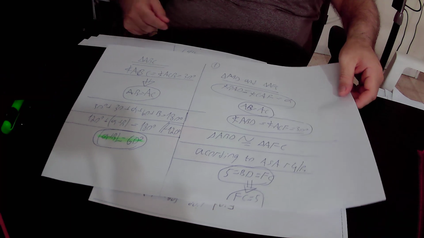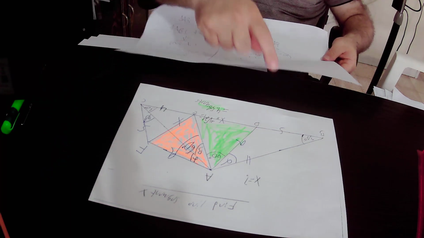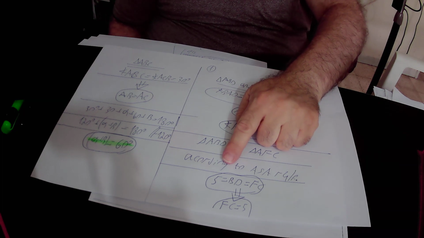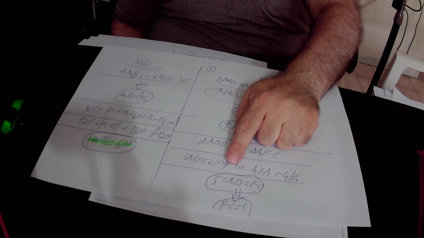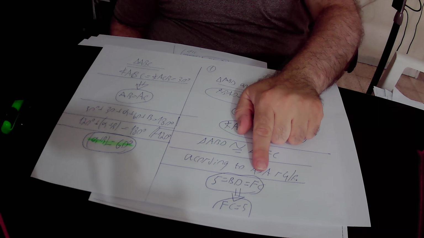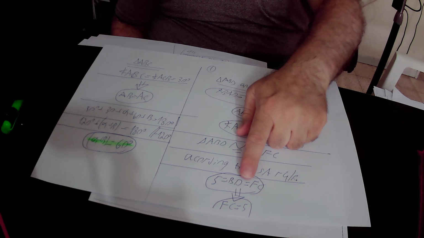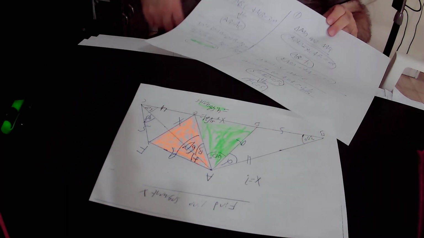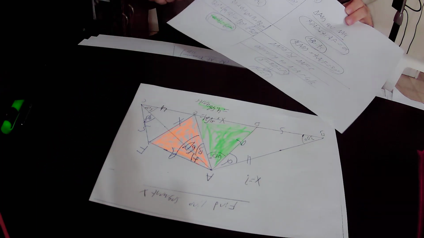But according to what is given in the question, side BD equals 5 units. So we can write down here that side BD equals 5 units. And from this equation, 5 equals BD equals FC, we derive that side FC is also equal to 5 units.